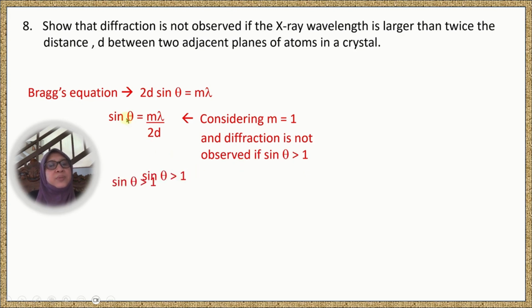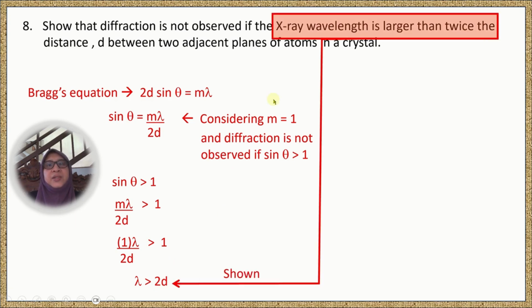Okay, so we substitute into here sine theta, which is m lambda over 2d. Okay, and we substitute m equals 1. Okay, so cross multiply, we get lambda larger than 2d. So it is shown here, okay, that if the X-ray wavelength is larger than twice the distance, diffraction will not be observed.